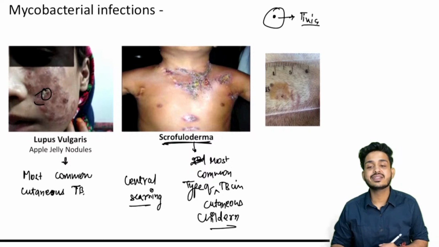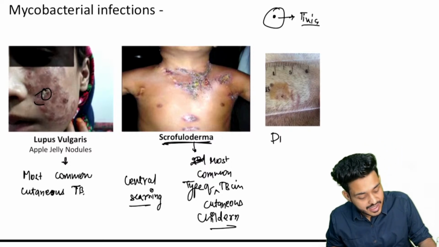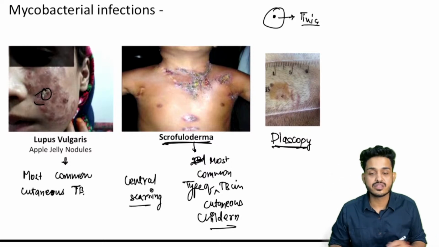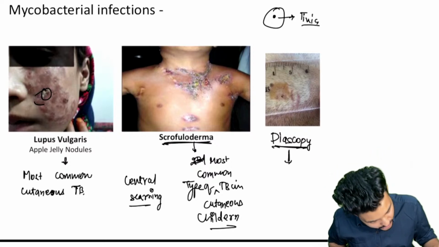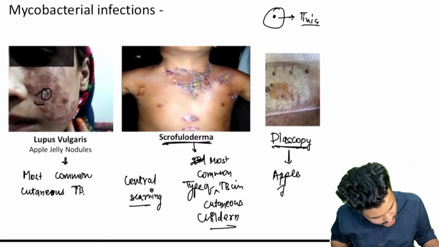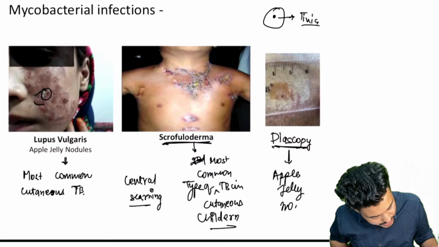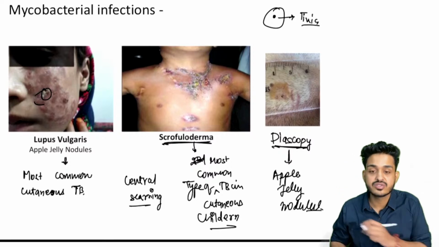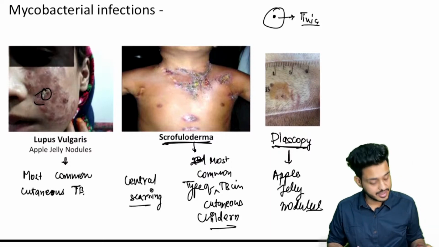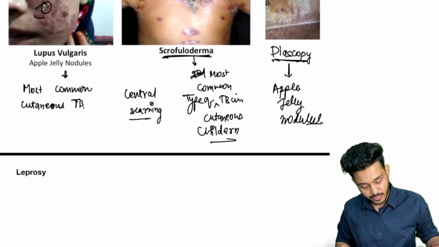How you're gonna see this is the test known as diascopy. इसको क्या बोलते हैं हम लोग? This is known as diascopy, and in diascopy you will be finding apple jelly nodules. Okay, so this is about the mycobacterial infection.